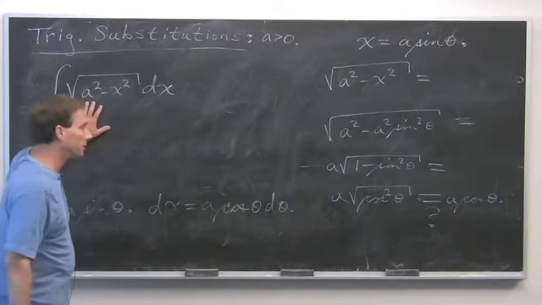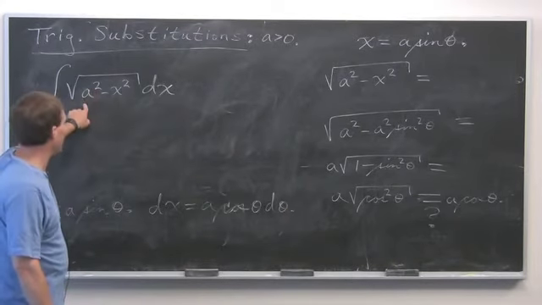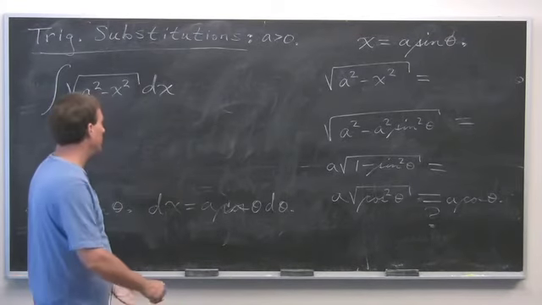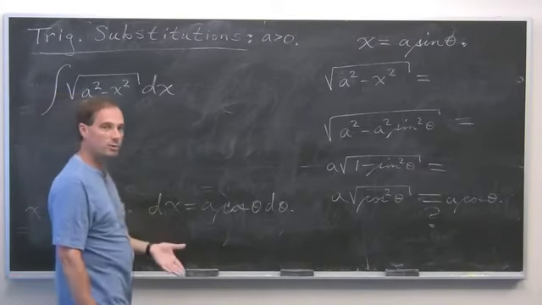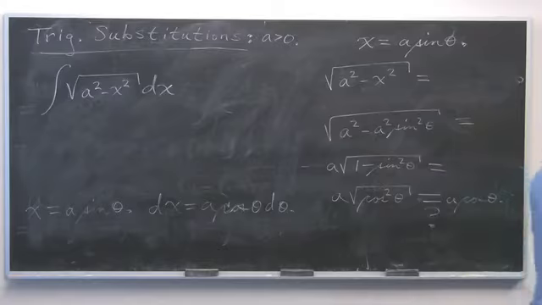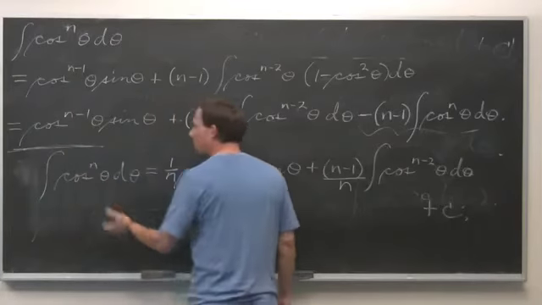And so this integral would become fairly easy. The integrand becomes a cosine of theta, dx becomes a cosine of theta d theta. So we have to integrate a squared cosine squared. You can either do that with a trig identity, or we can use the iteration formula that we just derived with n equals 2.